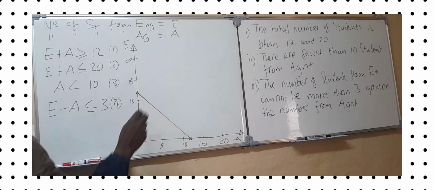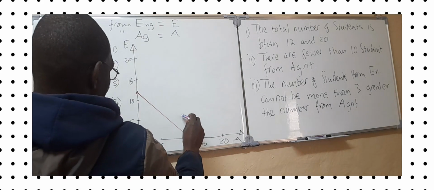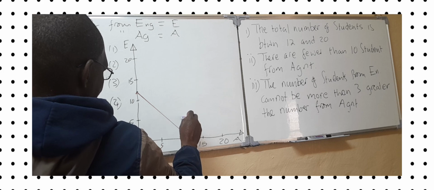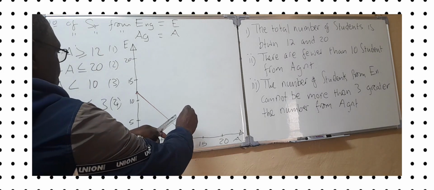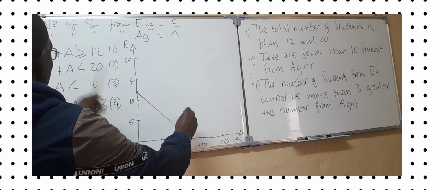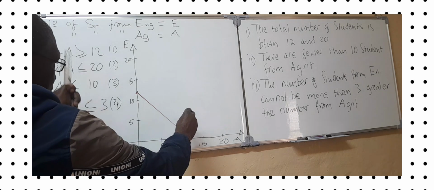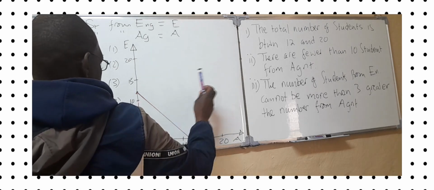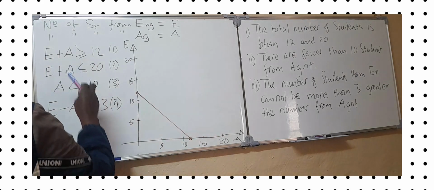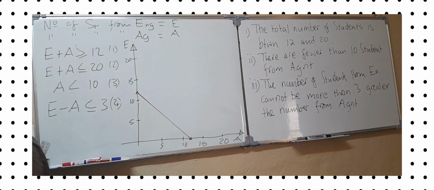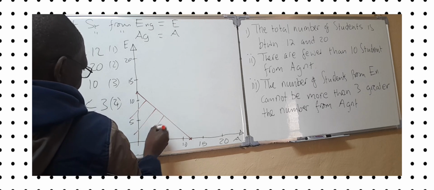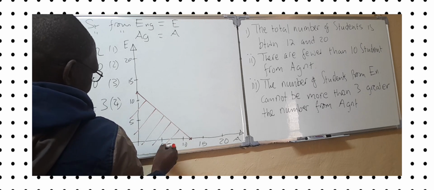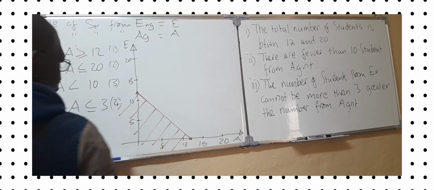Let's check if the points above satisfy. You take a point, let's take a point 10, 5, okay? 10, 5, there somewhere. So that represents A is 10, E is 5. 5 plus 10 is 15. 15 is greater than 12. So all the points above this line satisfy the inequality, and the points below don't satisfy the inequality. So we will get rid of the unwanted region. This region is not wanted. All the points below the line are not wanted.